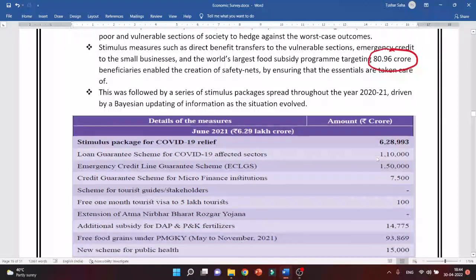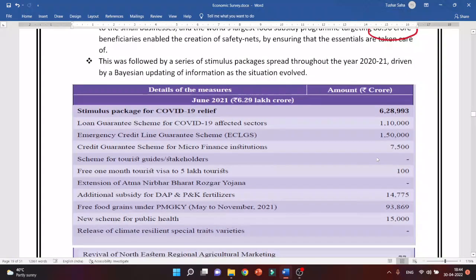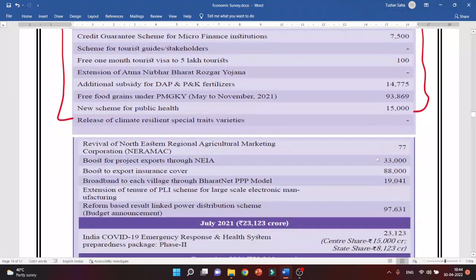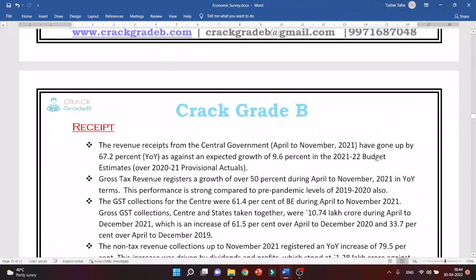So obviously that would need money. You see, as of June 21, the stimulus package for COVID-19 is this much, and just go through it. Again I tell you, this data is absolutely not important, but when you go through it, it will give you a comprehensive view of what has happened in the economy. That's it.